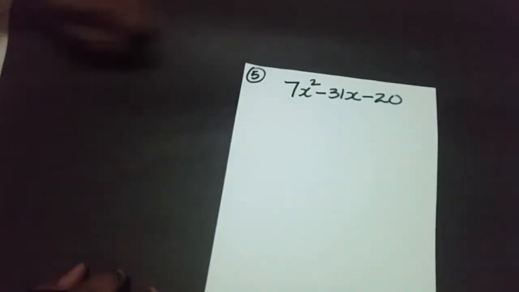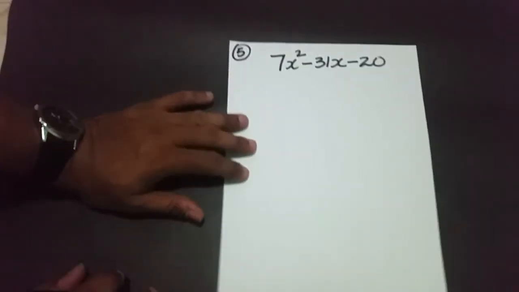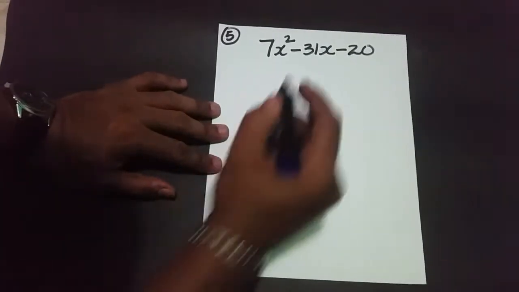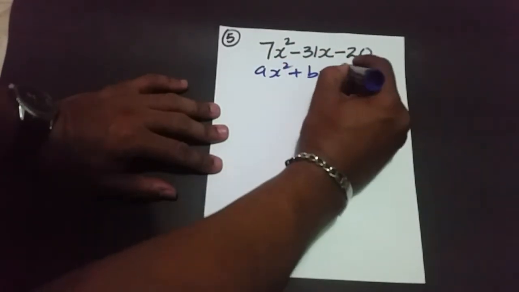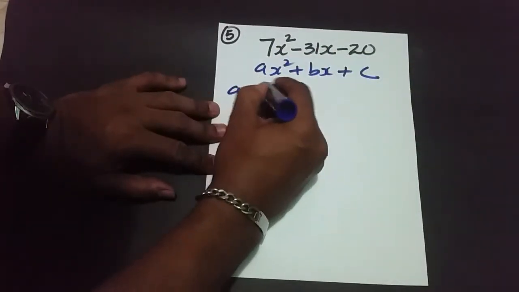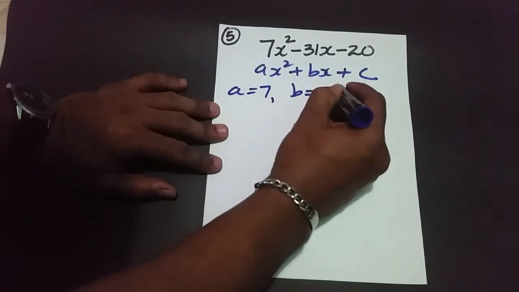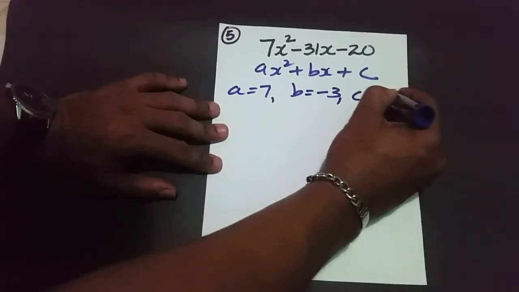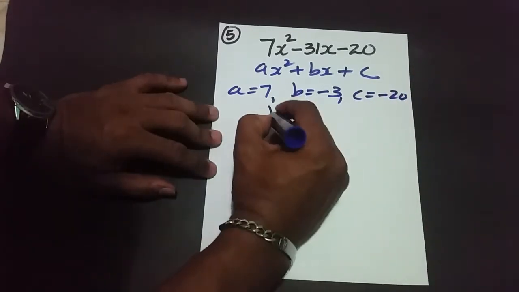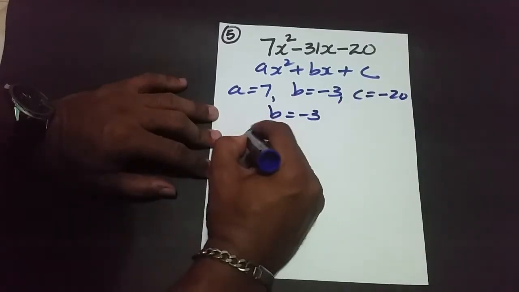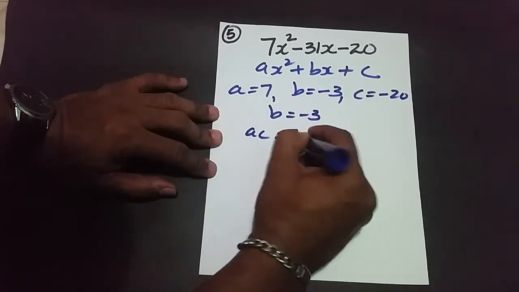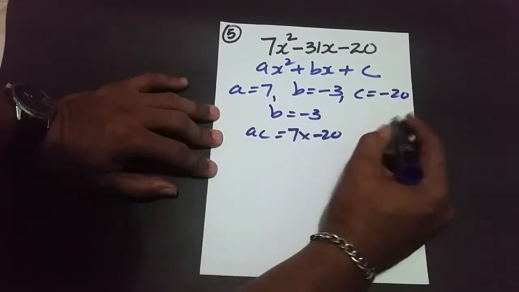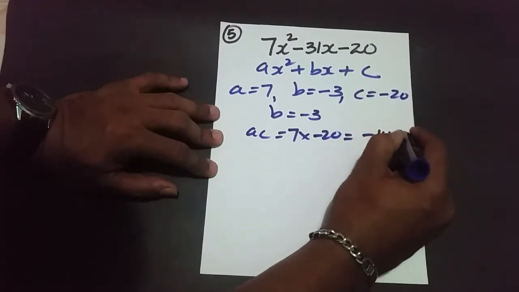So here's question number 5. And when the numbers get bigger, you just take your time and focus. Make sure you don't miss out any factors. So again, we're checking to see if it's in the general form. And yes, it is. So we can clearly see that A is 7, B is minus 3, watch the signs, and C is minus 20. So again, AC simply means A times C, which in this case is 7 times minus 20, which gives us minus 140.